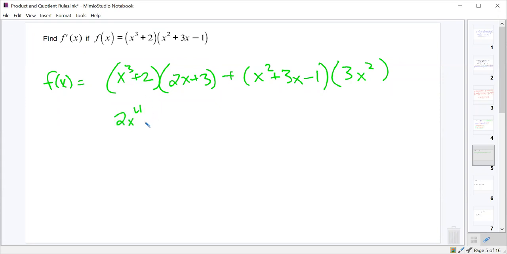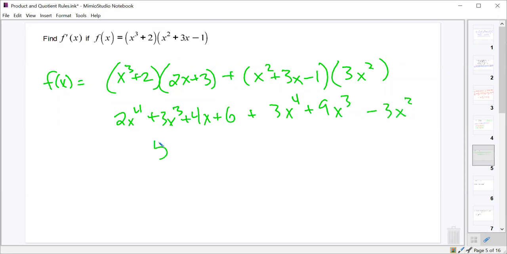2x to the fourth plus 3x cubed plus 4x plus 6 for the first one. And 3x to the fourth plus 9x cubed minus 3x squared for the second one. So 5x to the fourth plus, what do we got? 12x cubed minus 3x squared plus 4x plus 6. Yeah? Is that what you guys got?